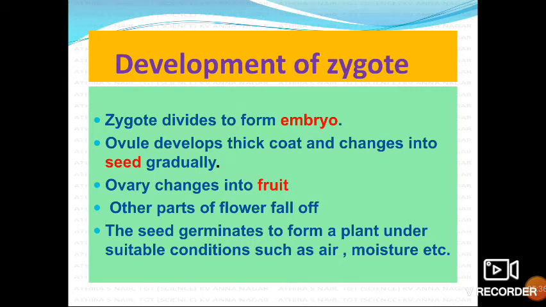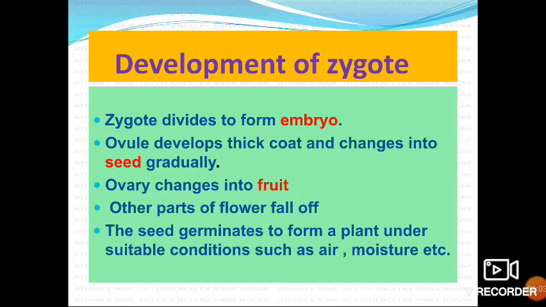Development of zygote. Zygote divides to form embryo, that is, cell division will happen to the zygote. The zygote is one single cell; it will divide into 2, then 4, then 8 and 16, and like that it will keep dividing. The multicellular structure formed from the zygote we call the embryo.